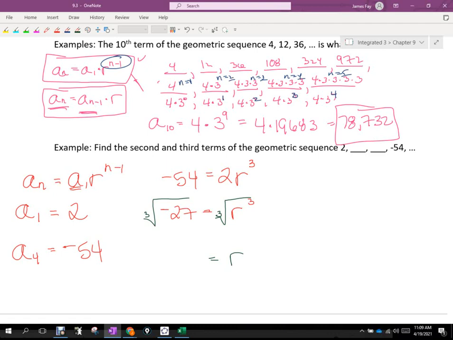When you say multiply two numbers to get 27, what numbers do you think off the top of your head? 9 times 3, right? Well, how many times do I take 3 and multiply to get 9? Twice, right? So to get 27, it'd be 3 times 3 times 3, isn't it? Okay. So the cube root of negative 27 is negative 3. So the r value, the common ratio that they're using here to get to negative 54 from 2 is to multiply by negative 3.